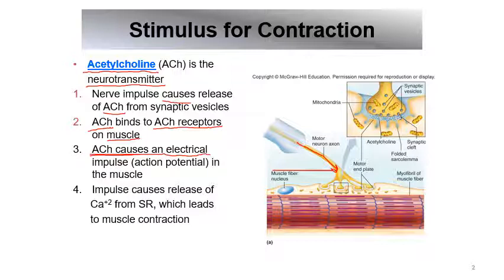Okay, so once acetylcholine attaches to the muscle, the acetylcholine causes an electrical signal in the muscle. Electrical signal is also known as an action potential. Then the signal causes the release of calcium from the sarcoplasmic reticulum. Okay, so now that we have our calcium, we can go to the next step.